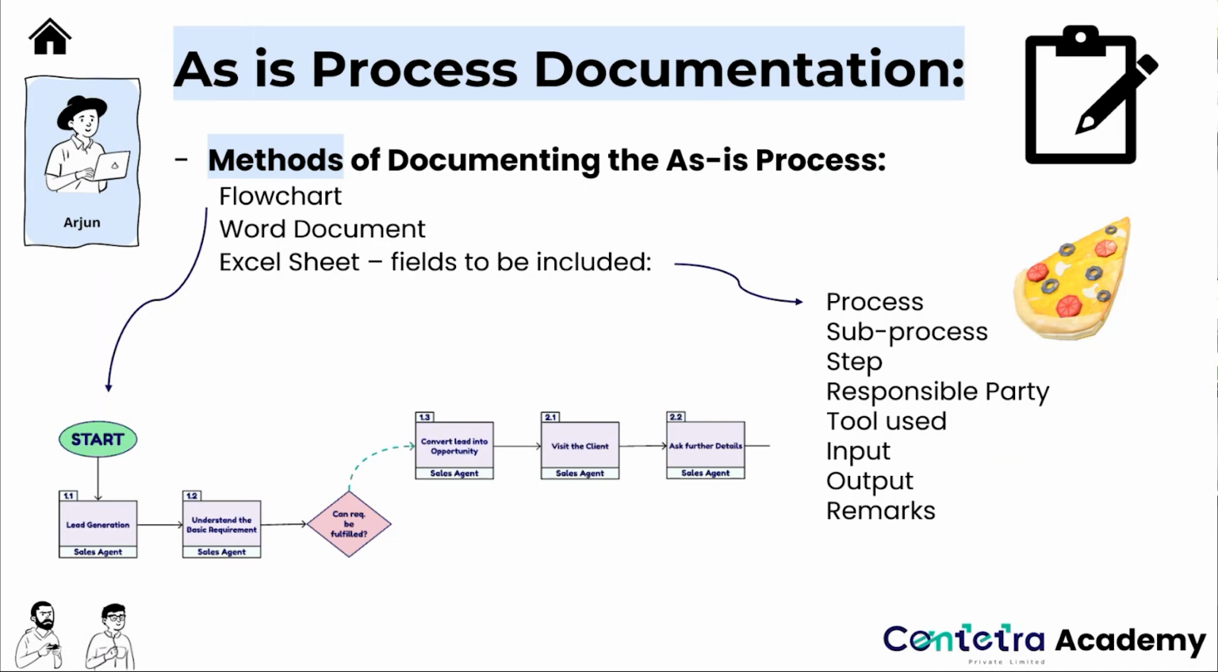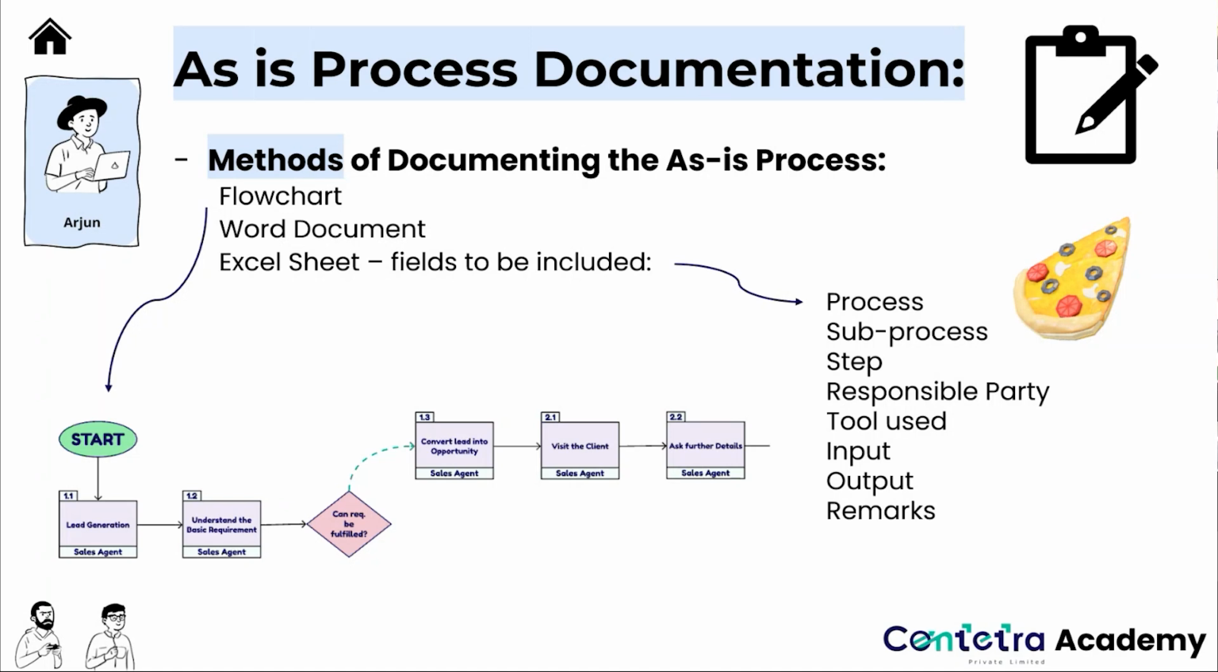So, the first one is flowchart. Flowchart basically refers to the visual representation of the as-is process. This visual representation is very easy to understand as compared to text and helps in identifying the inefficiencies and gaps in the process. And it also ensures that no aspect of the process is missed in the flowchart. Next, the next method of documenting the as-is process is the Word document. And this is basically the as-is process which we mentioned in our BRD.